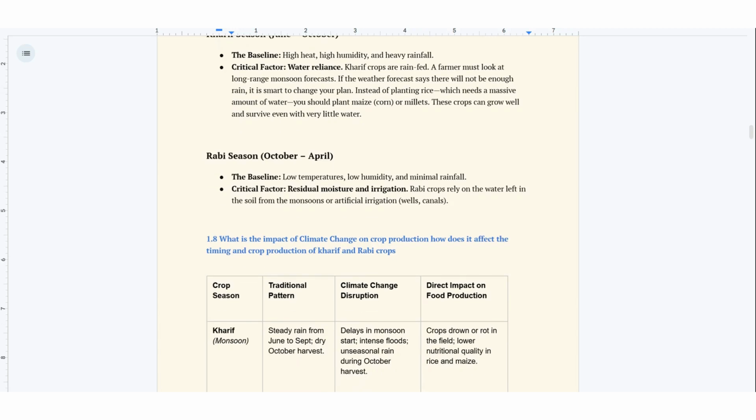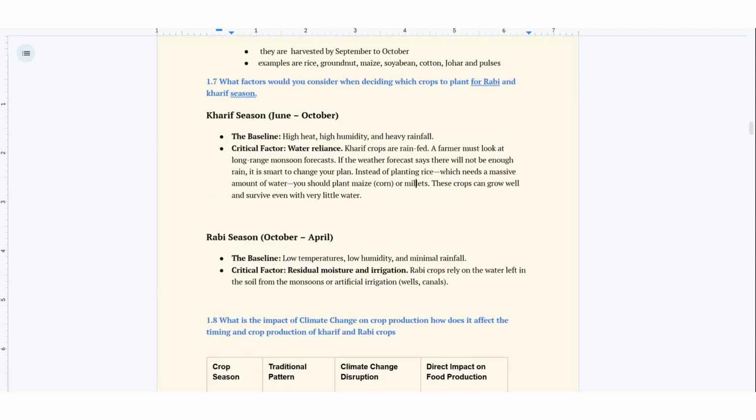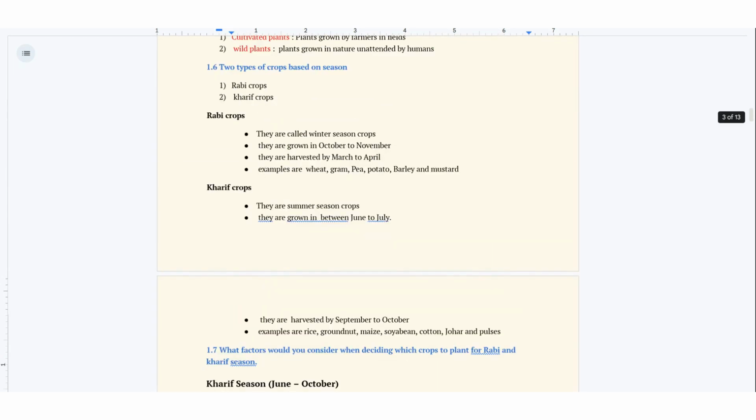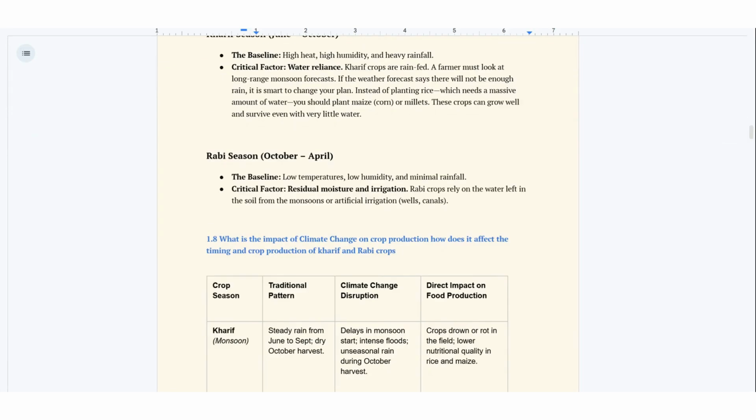Now coming to rabi season or rabi crop. We said that the rabi crops are winter season crops. So winter means low temperature, low humidity, minimal rainfall. So again, what you need to consider is moisture and irrigation. Residual moisture means what is the moisture left out on the land or the soil. So rabi crops rely on water left in the soil from monsoons or artificial irrigation like wells, canals.